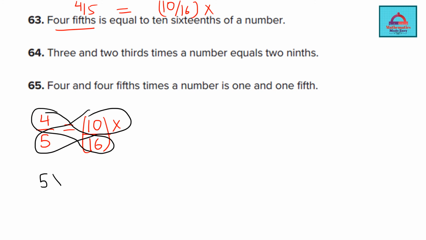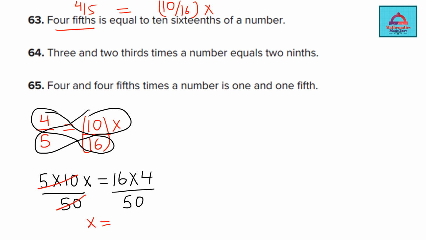So 5 multiplied by 10x is equal to 16 multiplied by 4. So divide by 50 on both sides and solve. So this is cancelled. x is 64/50. So if you see, this is going to be a fraction. So 16 times 2 is 32 divided by 25.